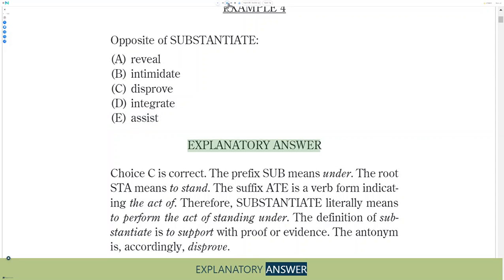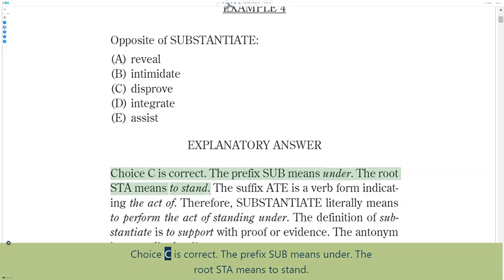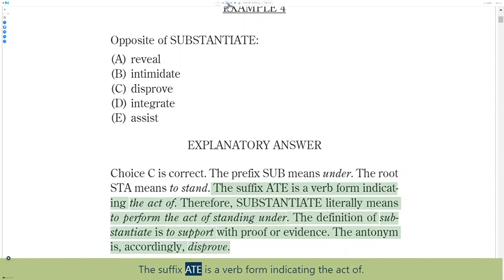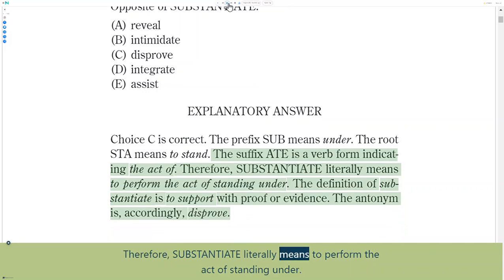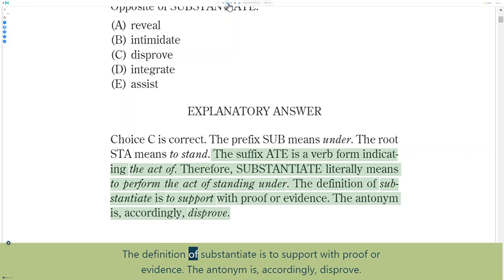Explanatory answer. Choice C is correct. The prefix sub means under. The root sta means to stand. The suffix at is a verb form indicating the act of. Therefore, substantiate literally means to perform the act of standing under. The definition of substantiate is to support with proof or evidence. The antonym is, accordingly, disprove.